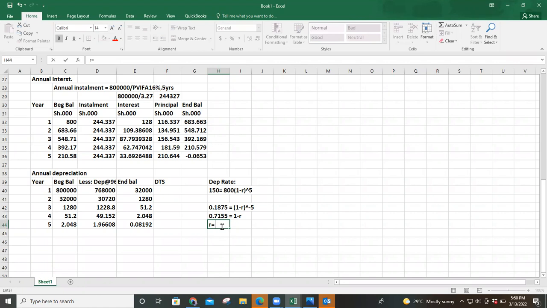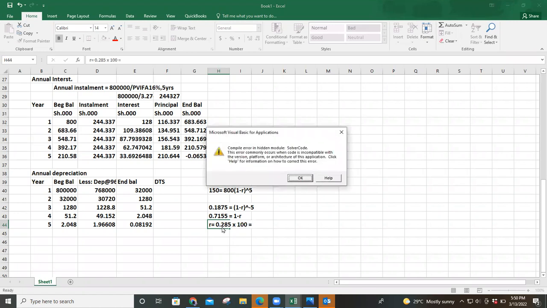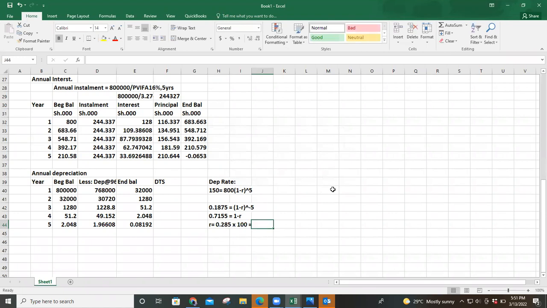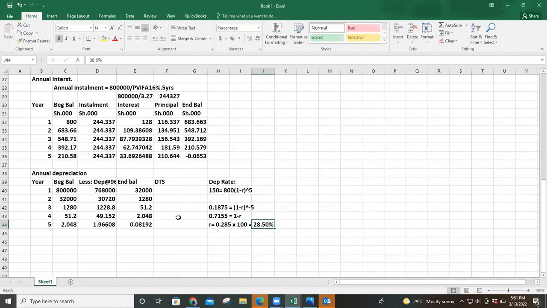1 minus 0.7155. So our depreciation rate becomes 0.285. If we make it a percentage, it becomes 28.5%. So the depreciation rate is 28.5%. Sorry for that.